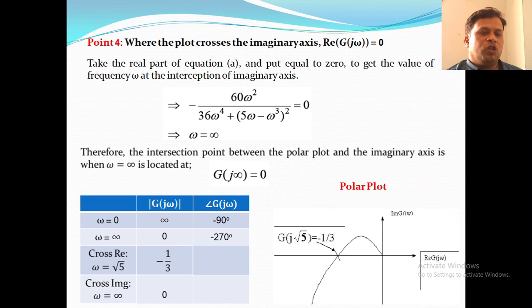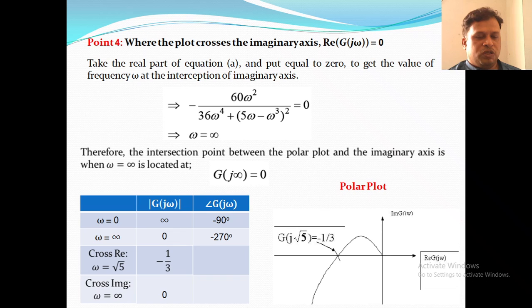Now, the fourth and last point is where the plot crosses the imaginary axis, that is, the real part of G(jω) is equal to 0. When the plot is crossing the imaginary axis, the real part will be 0, and when the plot is crossing the real axis, the imaginary part will be 0, as understood in the previous points. Take the real part of the equation equal to 0, as given there.